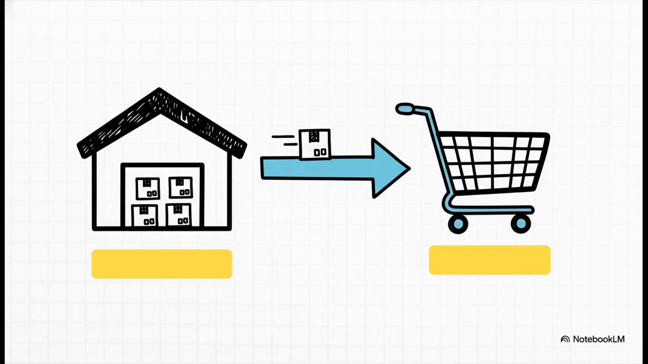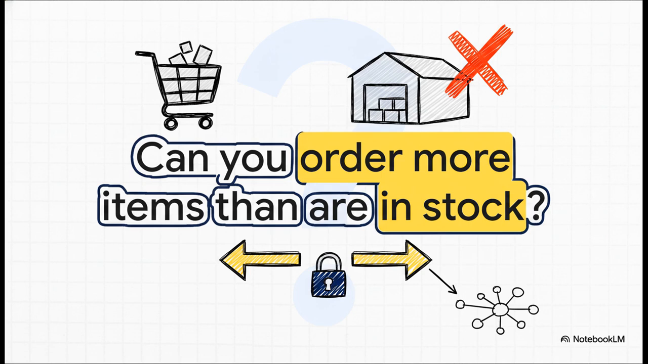So you've got a warehouse that holds your stock, and you can create an order to take items out of that stock. Simple enough? Now, here's the crucial business rule. You should never be able to create an order for more items than are actually available in the warehouse, right? The system has to prevent that. But does it? And how would you even test for that reliably?